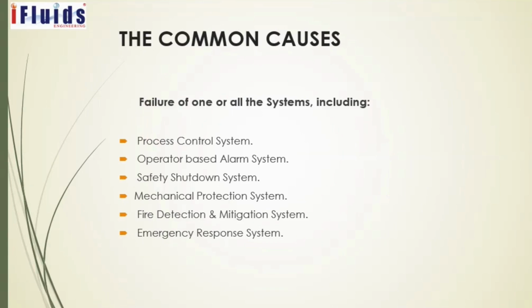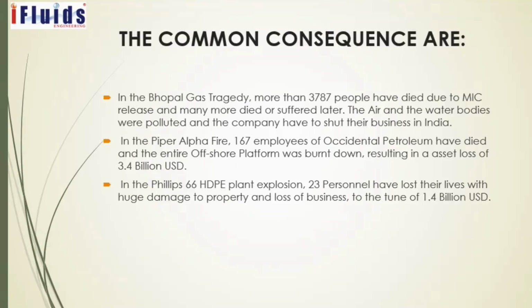There were around 20 incidents with similar common causes prior to the start of SIL. They involved failure of one or all of these systems: process control system, operator based alarm system, safety shutdown system, mechanical protection system, fire detection and mitigation system, and emergency response system. When one or more of these failed, we landed in a major incident. What is the common consequence in all?